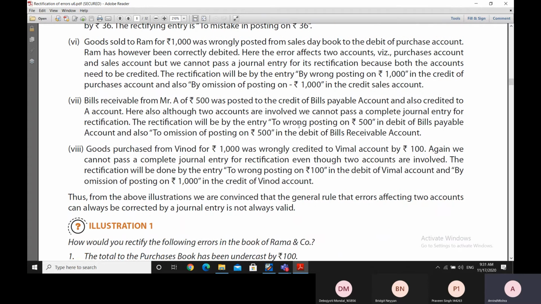Now the next example is the bills which were receivable from Mr. A of ₹500. They were posted to the credit of the bills payable account. Actually, they were bills receivable, but wrongly they were posted to the credit of the bills payable account and also credited to A's account. In case of bills receivable, the entry has to be made that we debit A and we credit the bills receivable. So here, instead of debiting A, we are crediting A.